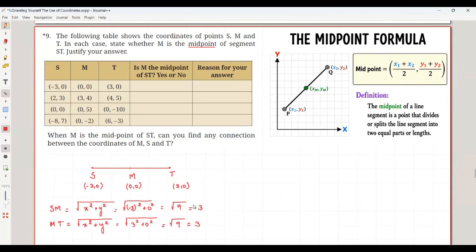Here the distance of SM and MT, they are equal, right? So we can just write M is the midpoint of ST. Answer yes or no. So the answer is yes, it is a midpoint. The reason is SM is equal to MT, the distance between the 2 points are equal. The same way you have to find out for the other case.